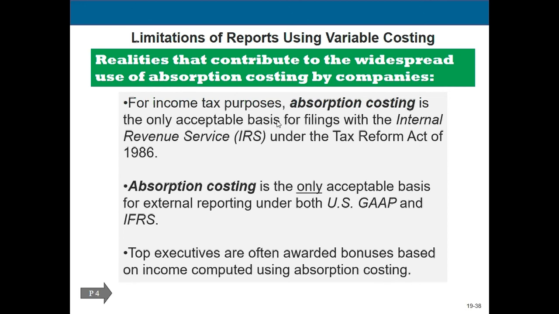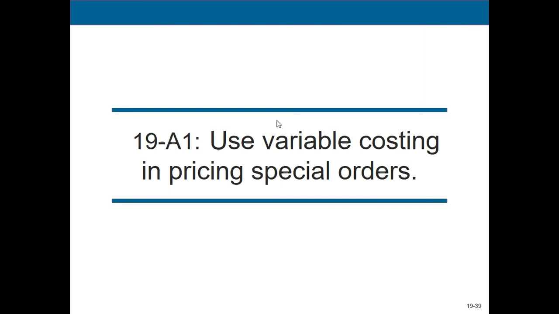And then the other limitation, which I think is not last but first, is that top executives are awarded bonuses based on income computed using absorption costing. Therefore, they want to use absorption to make that income look higher by producing too much inventory.